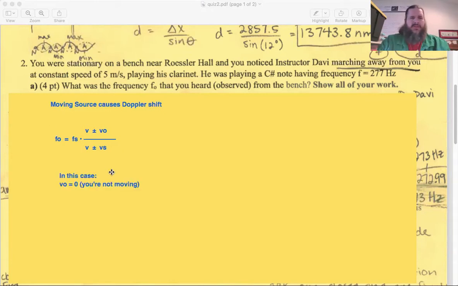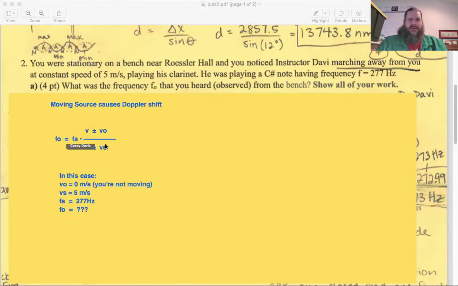What about speed of the source? How fast is the clarinet player moving? 5 meters per second. Yeah, 5 meters per second. I guess I should include units here, 0 meters per second. And then we know that the frequency of the source is 277 hertz. That's the note that he's playing. And we want to know what's the frequency you hear, the frequency of the observer, or frequency that is observed.